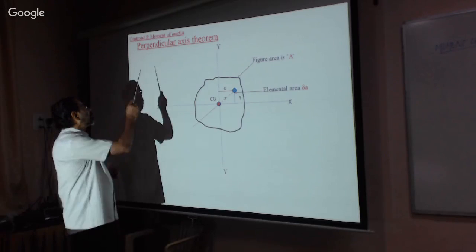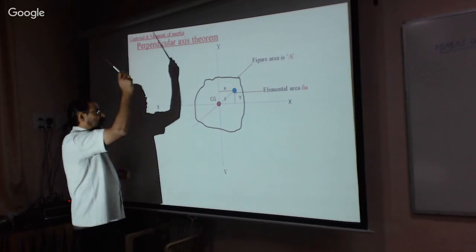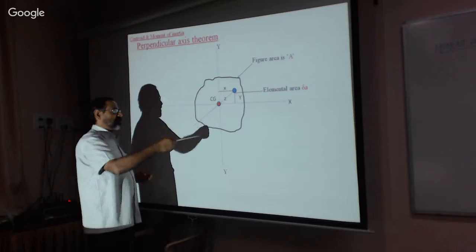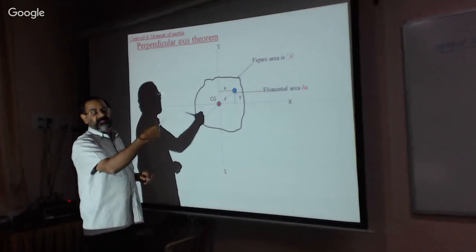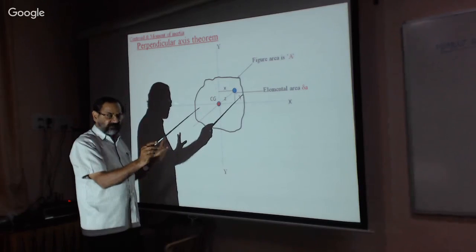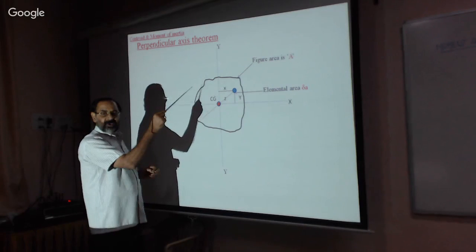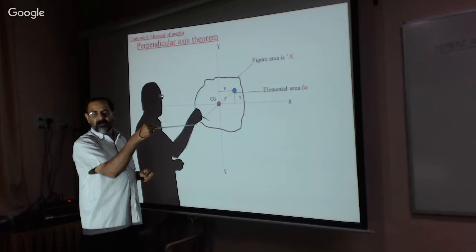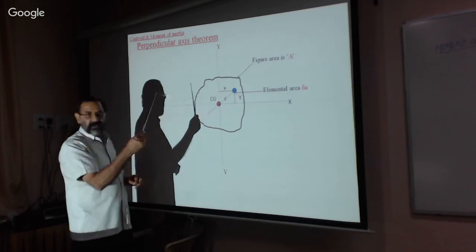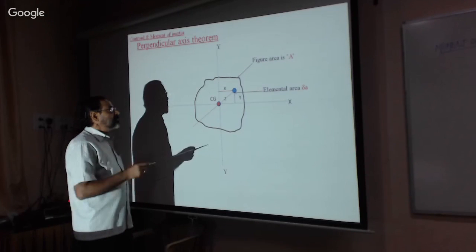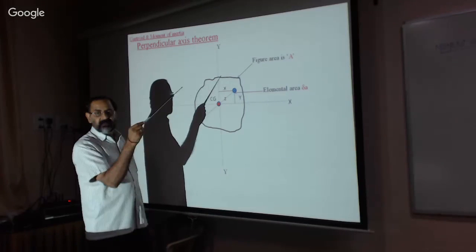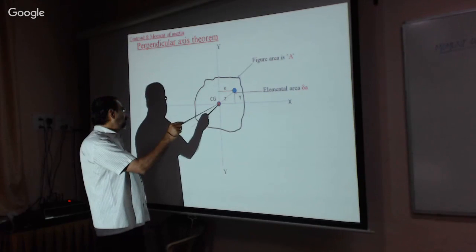Now, the perpendicular axis theorem. The statement. This is the given section of the figure. Let us consider whatever the section may be, maybe circular, maybe square, maybe rectangle, maybe T section, maybe I section, whatever the cross section of the load resisting element. Now this is the centroid. We know how to calculate the centroid: sigma Ax divided by sigma A.